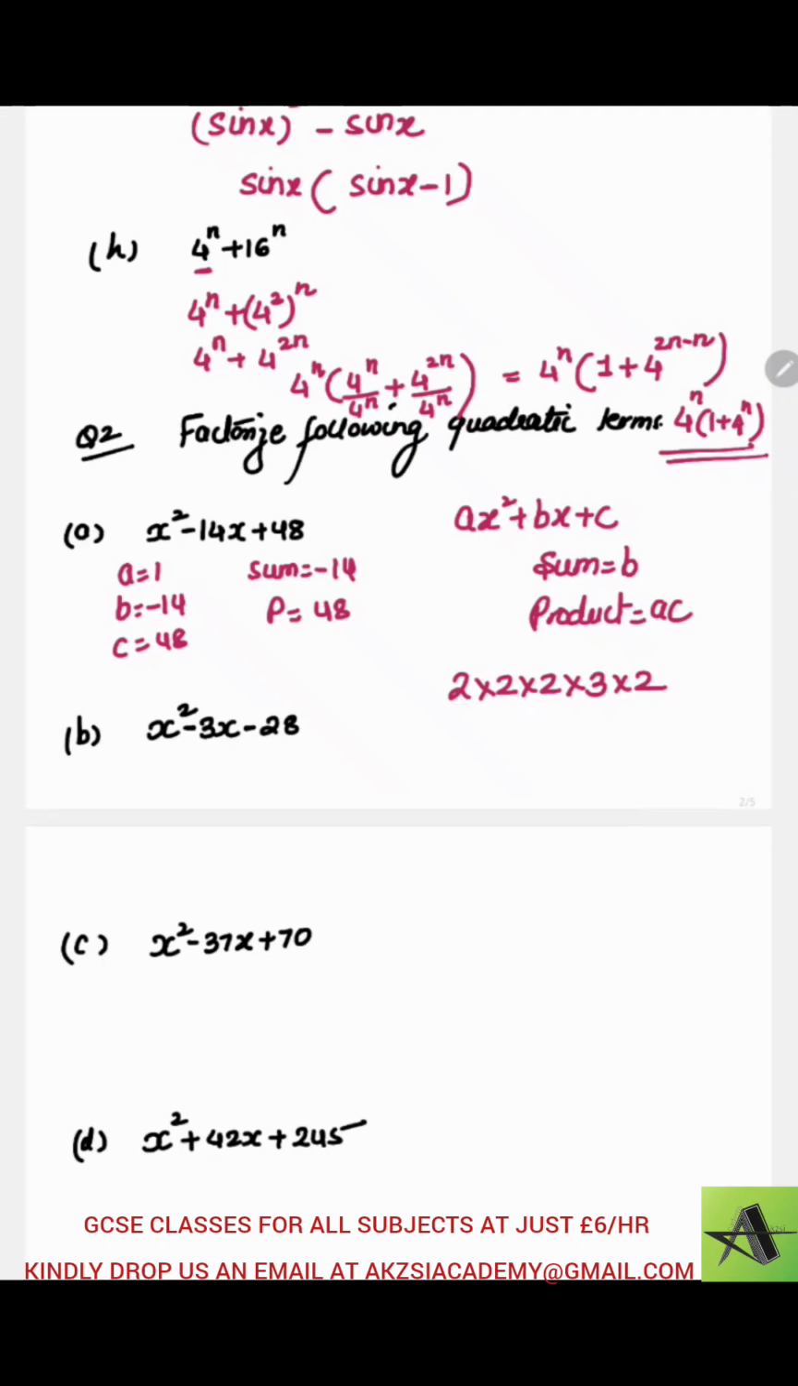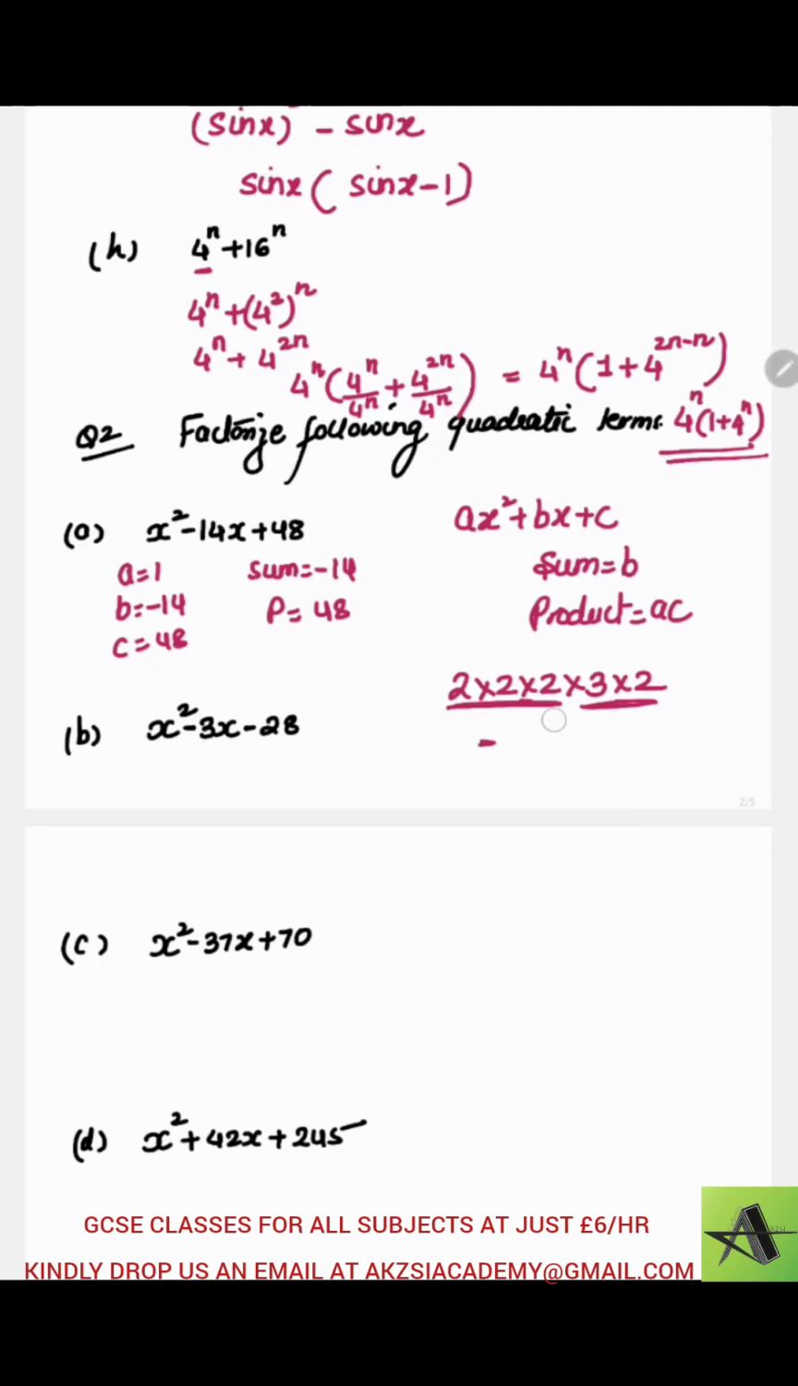Let me make this one. This makes 8. This makes 6. Make them negative as both numbers are negative. Minus 8 into minus 6 is 48, that's correct. And minus 8 minus 6 is minus 14. That means yes, minus 8 and minus 6 are our numbers.